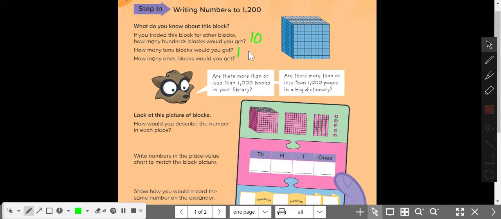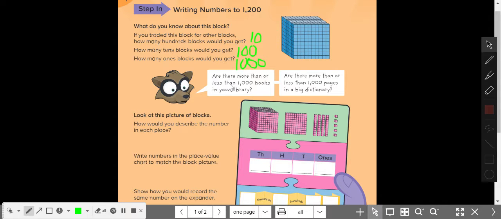In the previous video, we learned that you would need 100 tens blocks to trade in for a 1000 block or 1000 cube. How many ones blocks would you get? We learned a minute ago that you would need 1000 ones blocks to equal this thousands cube.